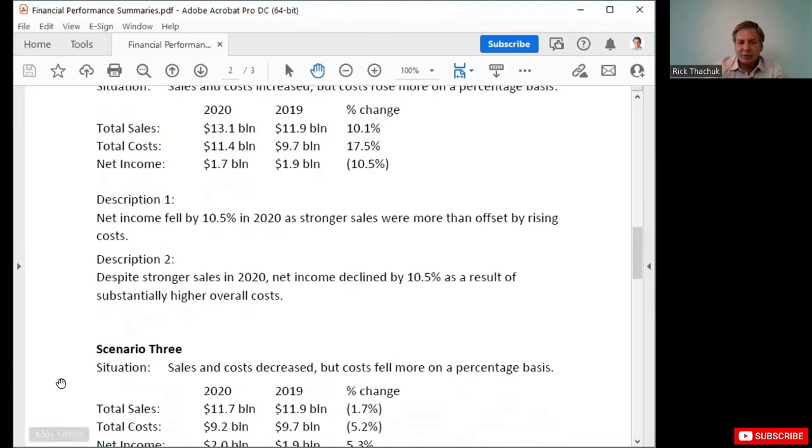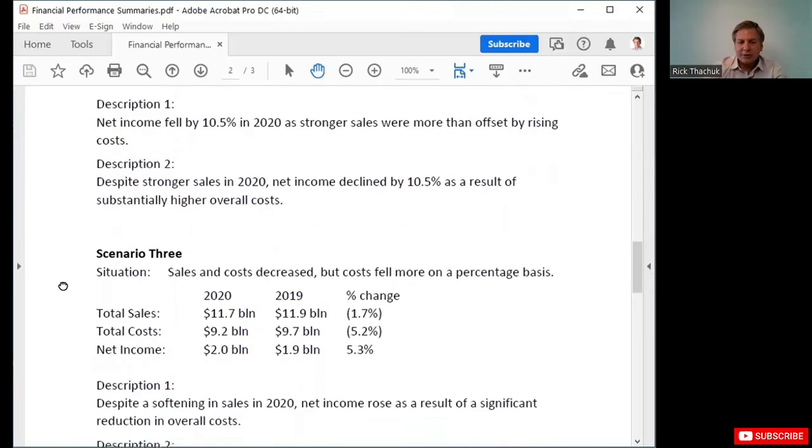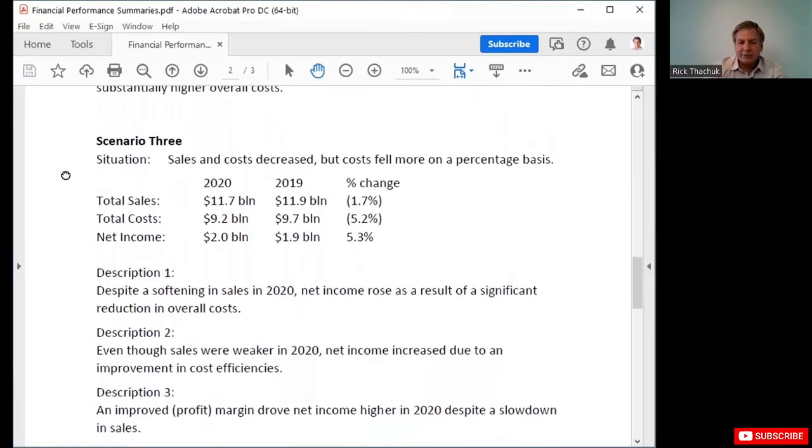Let's look at another one. Scenario three. Well, the financial data in 2019 remains the same, but now in 2020, all things have changed. Now we see that things are going down. So total sales now declined in 2020 by 1.7%. Total costs declined by 5.2% to $9.2 billion.